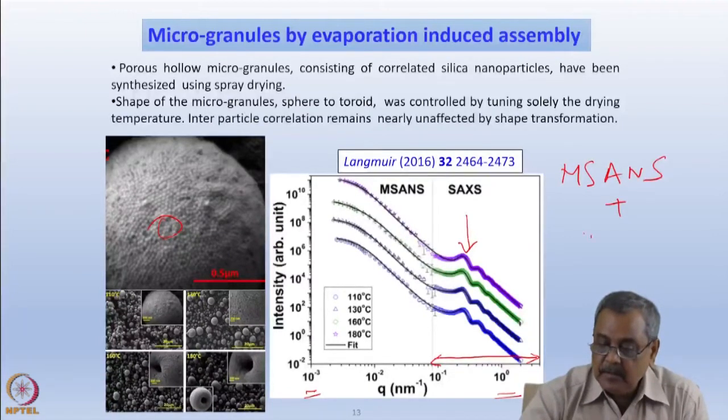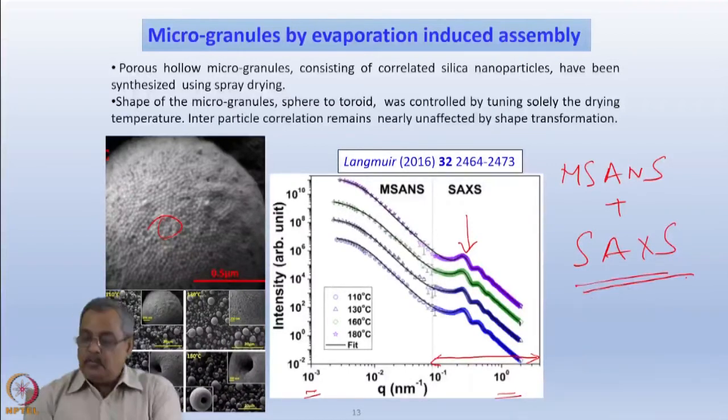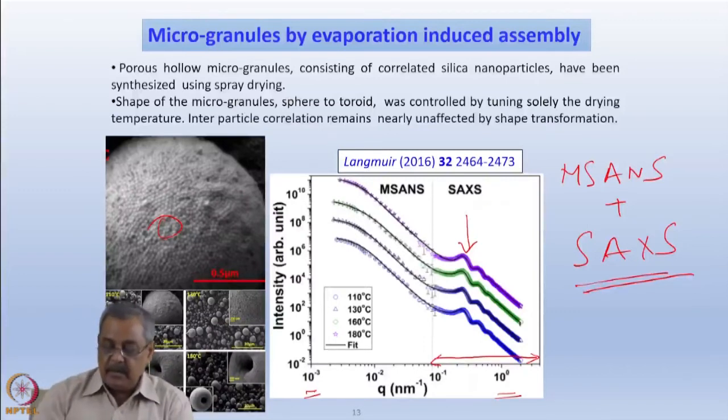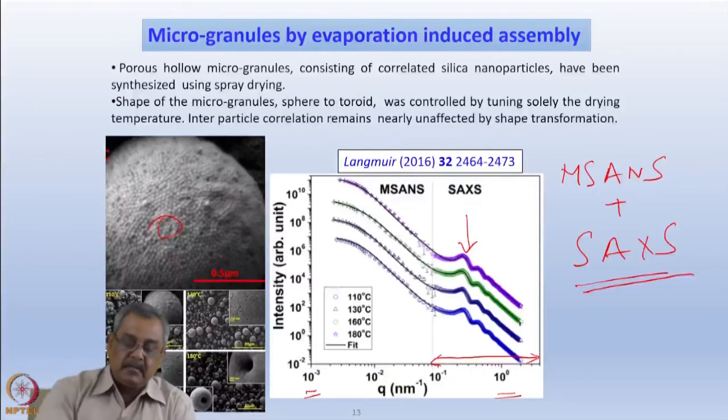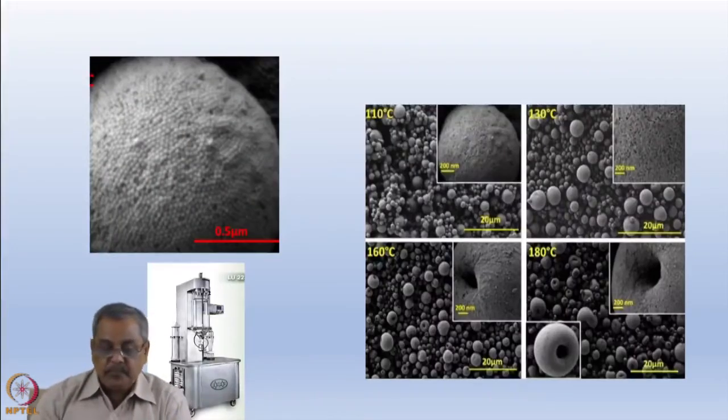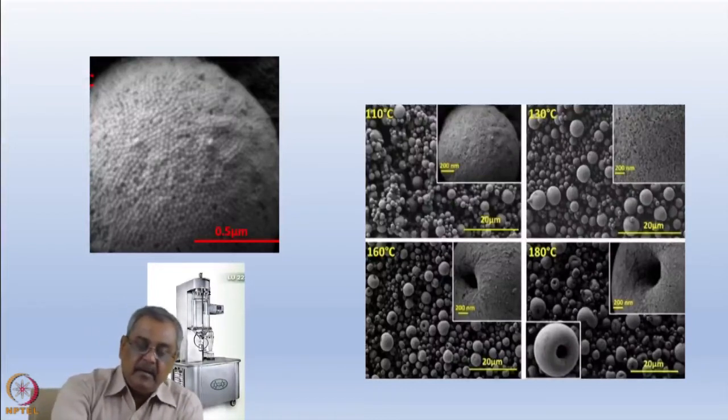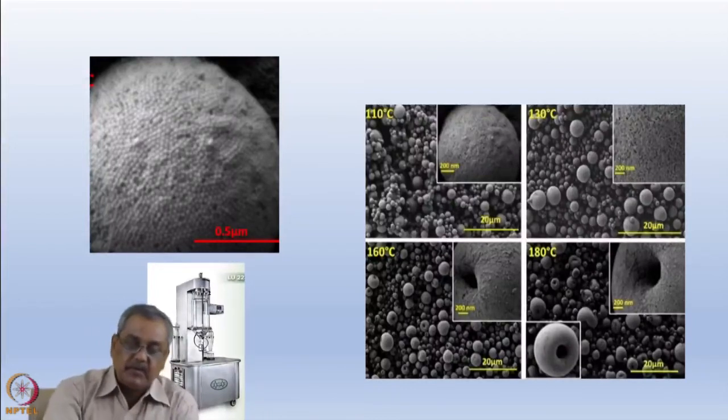This is used at other places also, where you can even do it in situ. I'll use an example in my later part. So this is a stitching of SANS data and SAXS data to cover a large Q range, and you can see the fits. These fits basically give me the dimension and the structure of the assembly of nanoparticles. This is a commercial spray dryer which is available with us. This is a very large length scale, 0.5 micrometer means 5000 angstrom.